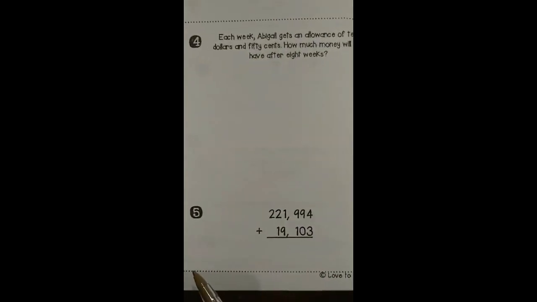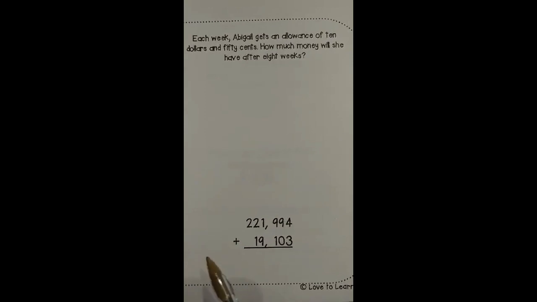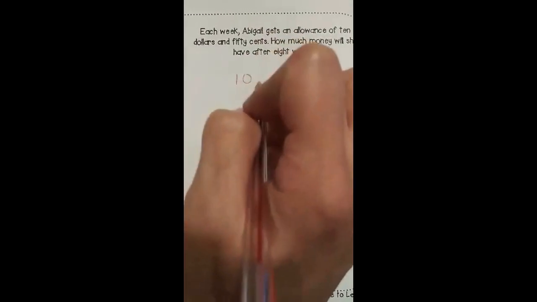For question 4, it said each week Abigail gets an allowance of $10.50. How much money will she have after 8 weeks? So you would have wanted to multiply $10.50 times 8 weeks.